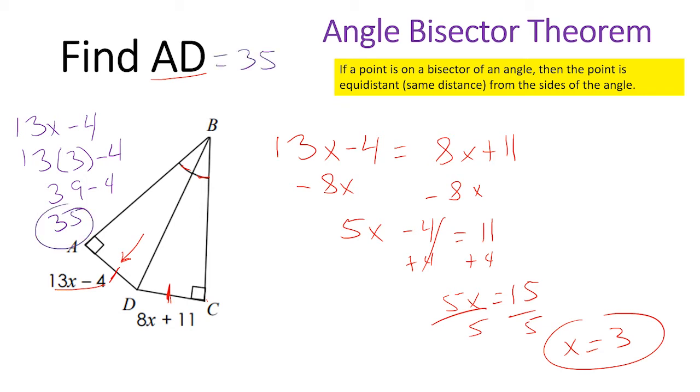So we found the answer, but let's double check. Since we know that AD and DC are congruent, when we plug in 3 for x here, we should get 35 because they are equal lengths. So 8 times 3 plus 11, that would give me 24 plus 11, and that does in fact give me 35. So always double check your work. If these lines are congruent, we should get the same answer, and we do. But in this case, we only had to find AD, and AD is in fact 35.